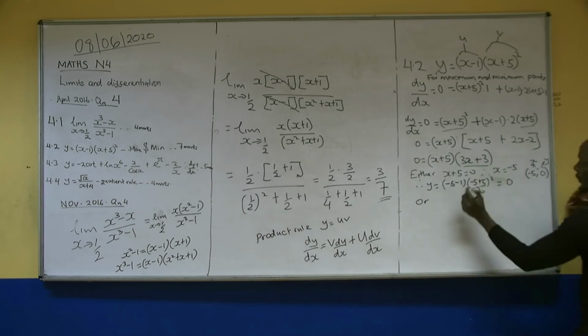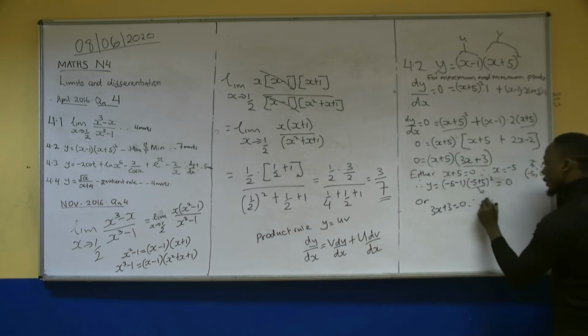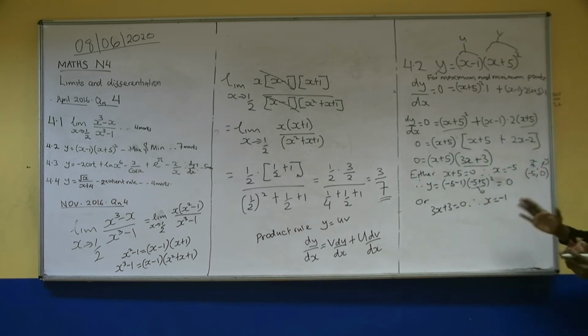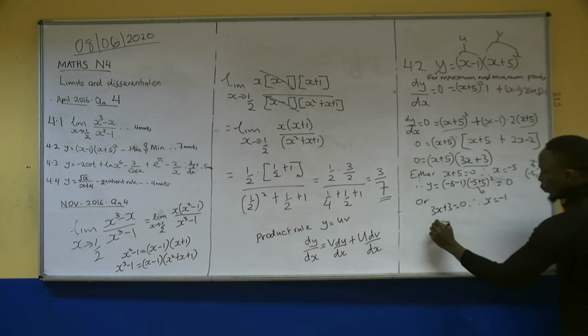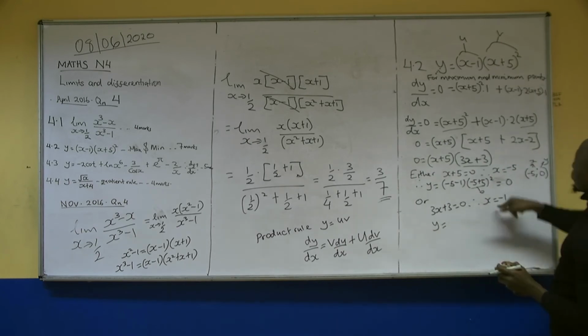Now we have considered this part. Now we are going to the next part. So 3x plus 3 is equal to 0. Therefore, x is equal to negative 1. Getting negative 1, therefore, y.